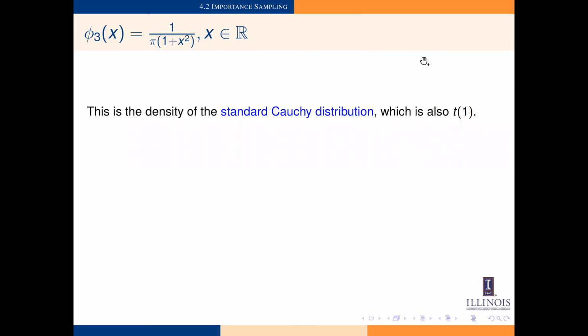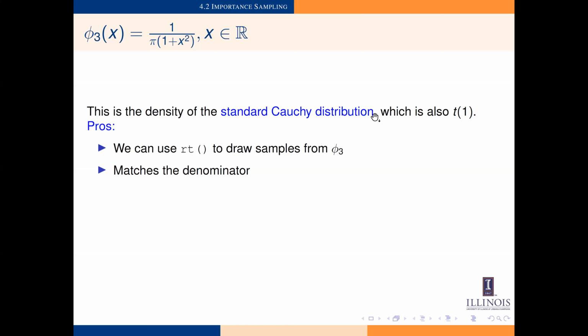Okay, so now is the time to look at our third candidate, phi3. Phi3 of x is given by 1 divided by pi times 1 plus x squared. And here, x can take any real number. You can see that this is the density of the standard Cauchy distribution, which is actually the same as the t-distribution with 1 degree of freedom. Thus, we can use the built-in R function, rt, to draw samples from phi3.